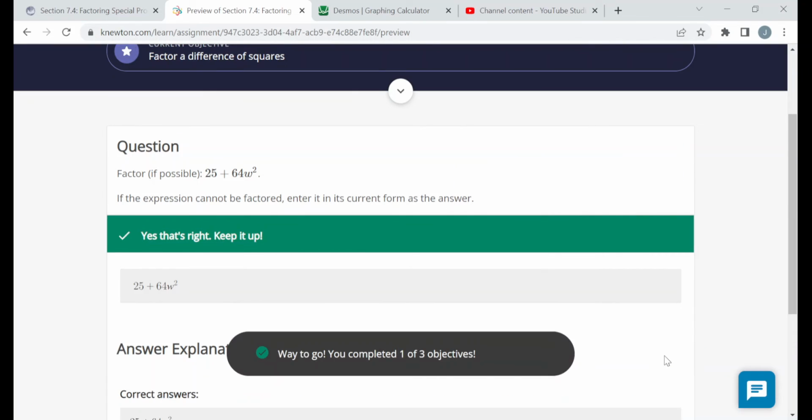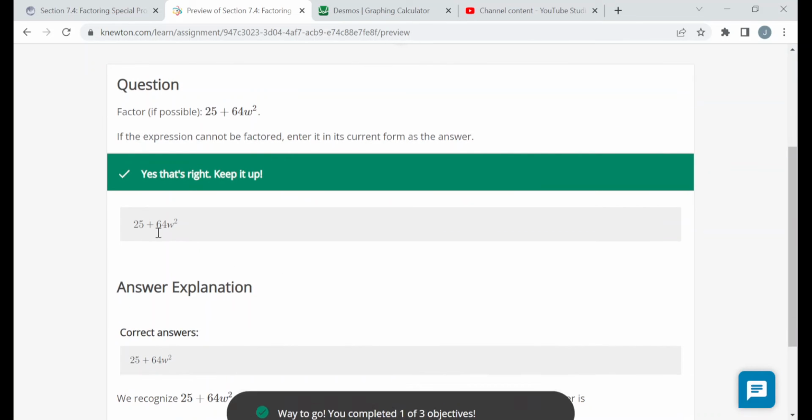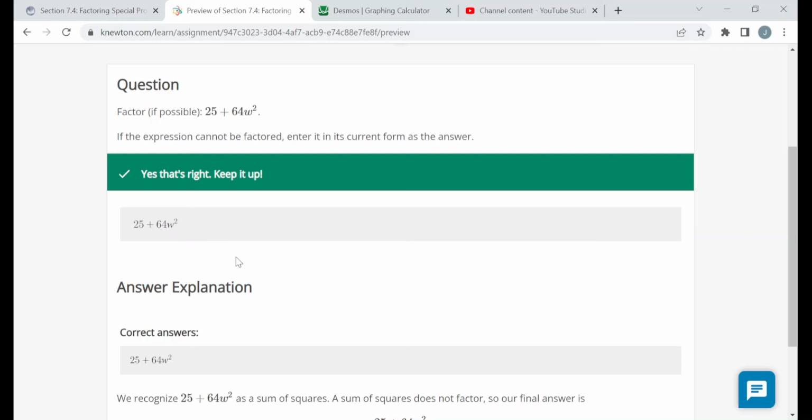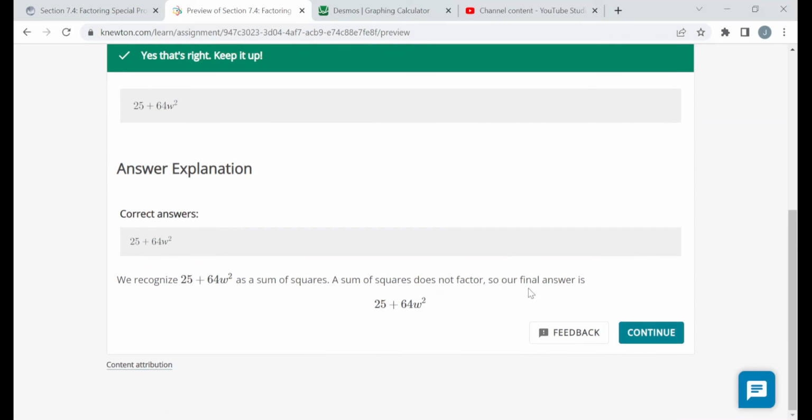So just be aware. Now if that were 25 minus 64w squared, then I could factor it to 5 minus 8w times 5 plus 8w. But it wasn't a difference of squares though, so just be careful.